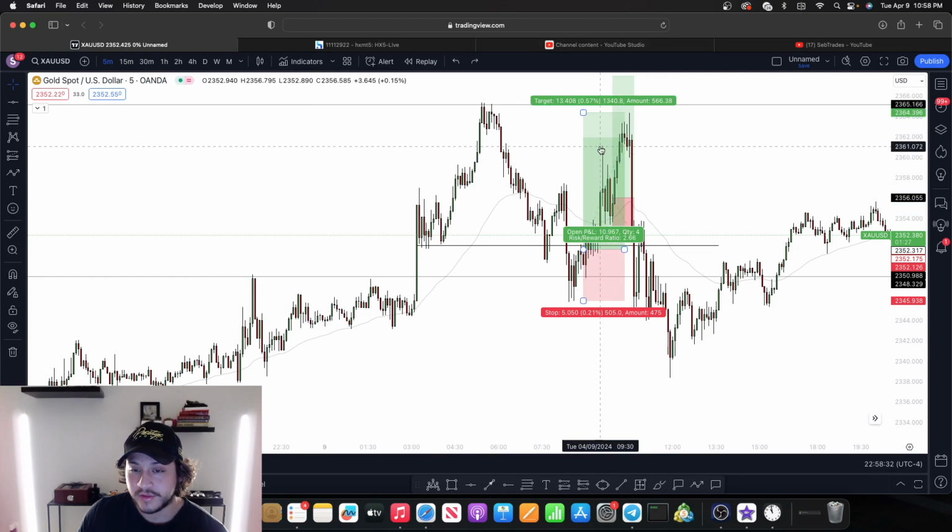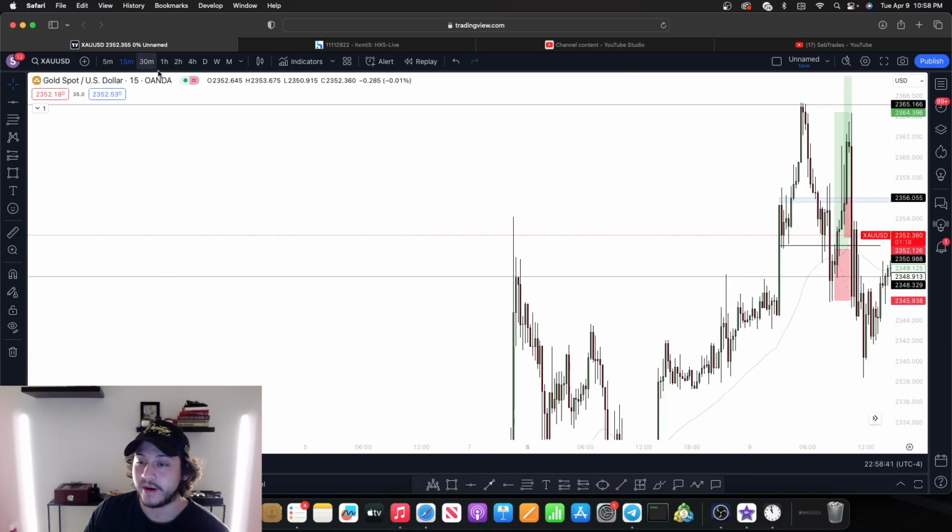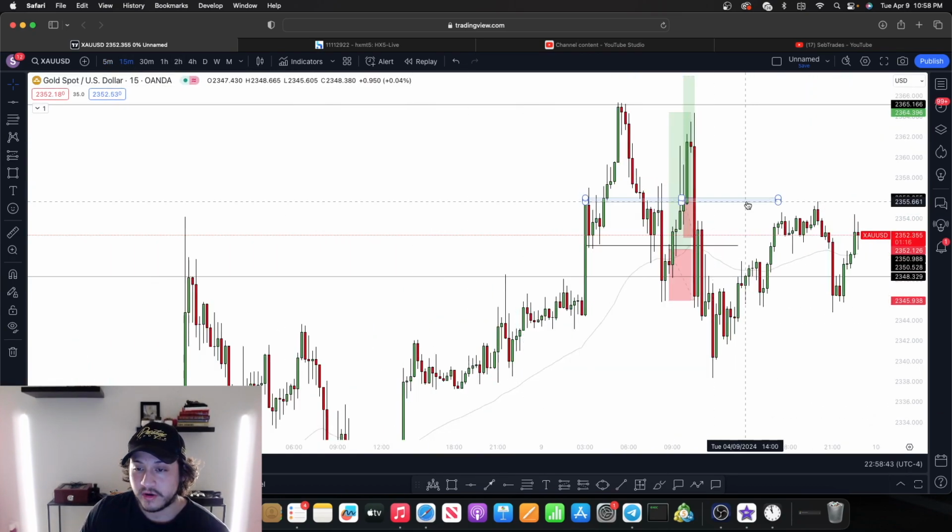And as you guys can see, this wick over here, what happened next? We got the pullback into the 2355, which was the other zone that I mentioned to you guys would most likely be a safe buy, right? So this was the area that I also told you guys to buy, which I personally ended up taking my second entry.